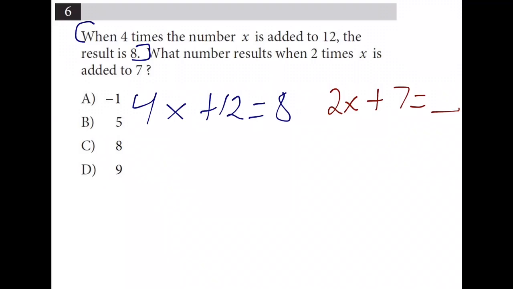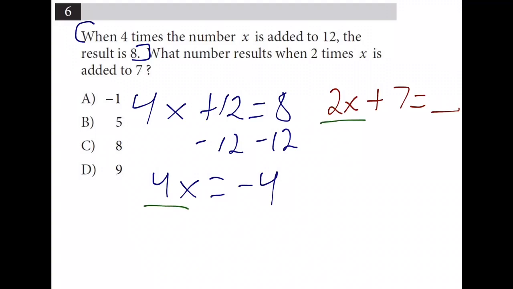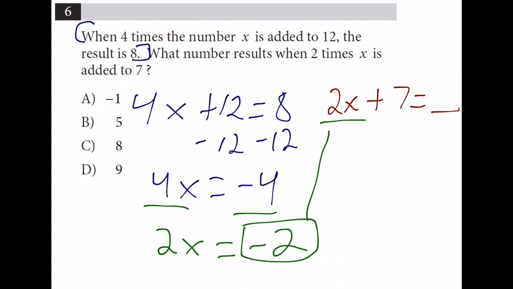So on the left here, if we want to solve for x, we can subtract 12 from both sides, and we get that 4x is equal to negative 4. We could solve for x, however, notice that we're looking at a 4x and a 2x, and we have an even number here. Another option would be to divide both sides by 2, giving us 2x is equal to negative 2. This allows us to directly substitute for 2x what 2x is equal to, giving us negative 2 plus 7, which is just 5.